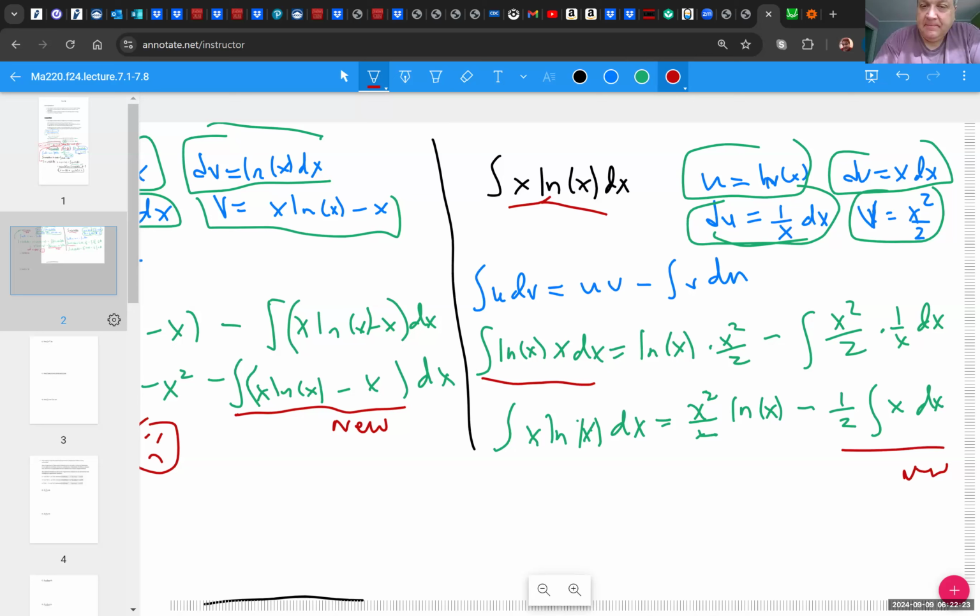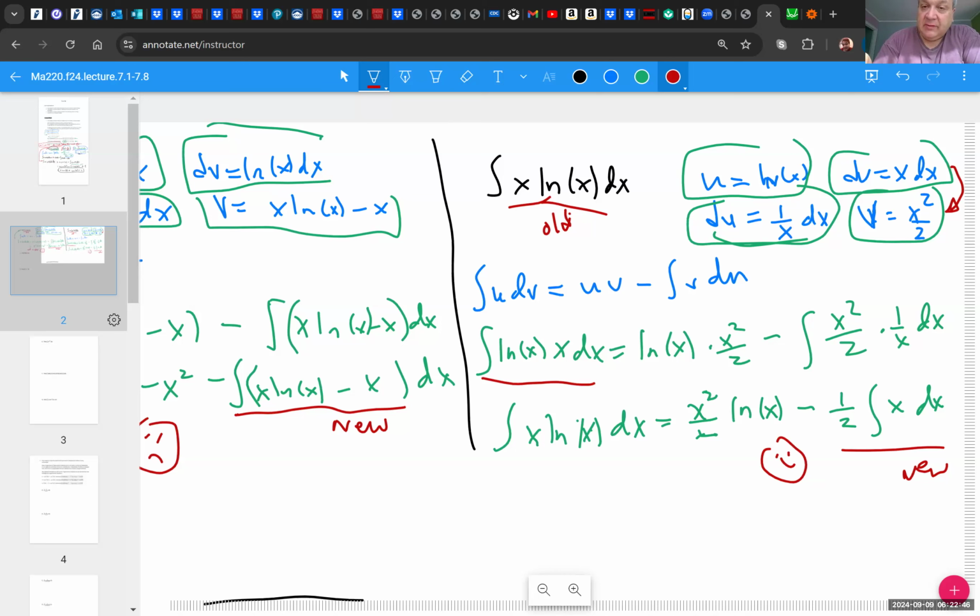So once again, here's the new guy. Here's the old guy. Is the new guy simpler than the old guy? This is supposed to say new. And I would say yes. The antiderivative of x is very simple. In fact, we already did it up here. We already antidifferentiated x and got x squared over 2. So I know we could do that one. So this did get simpler, right? So now we're happy, and we can finish the problem.